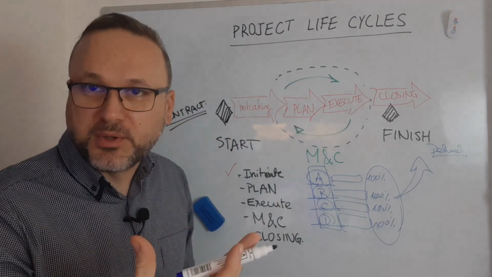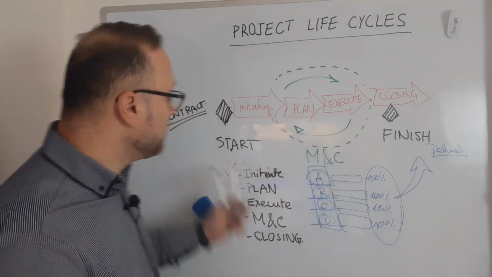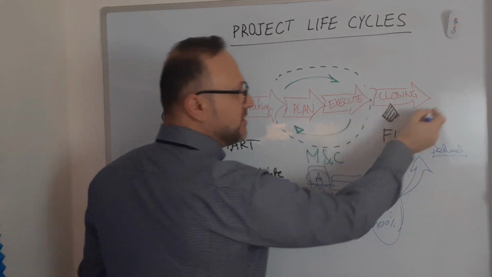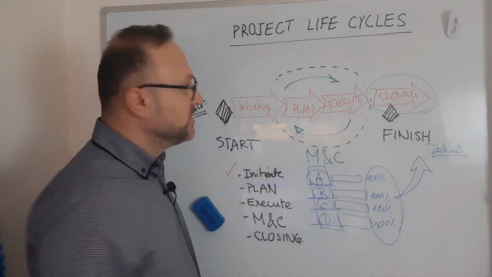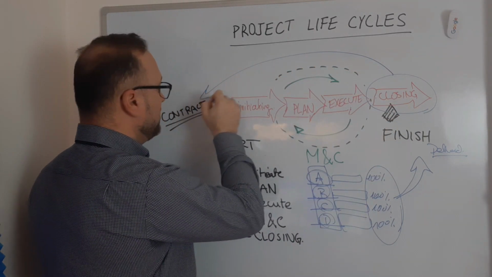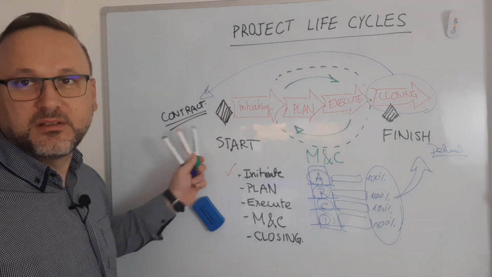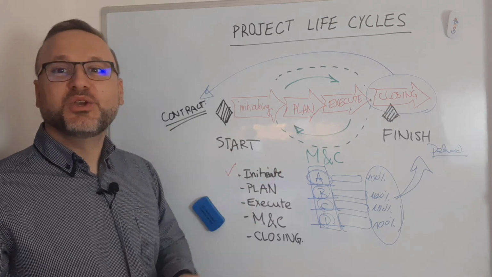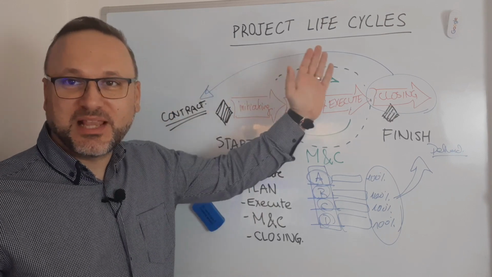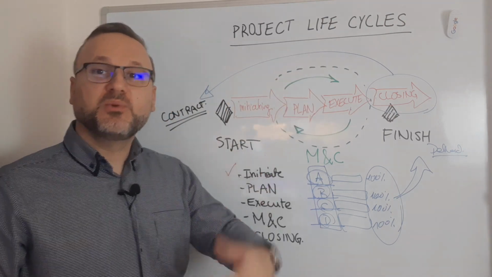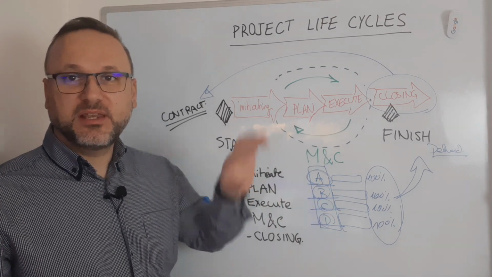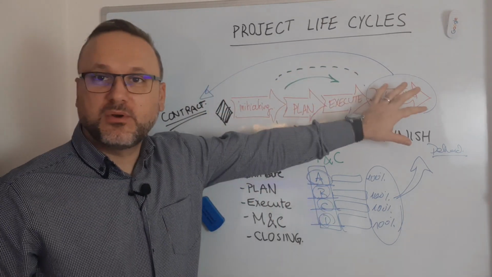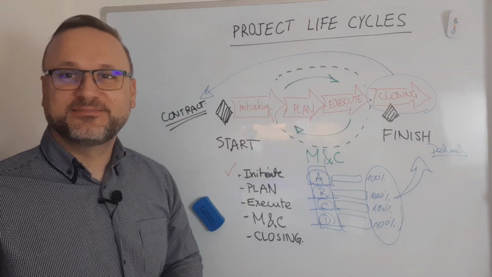You delivered the product, the service, or the result required in this contract. Once you delivered it, you can close the project, closing it according to the contract conditions mentioned. So I hope I explained briefly about project life cycles. In other videos, we will go into deep detail on each activity and each process group of the project life cycles.